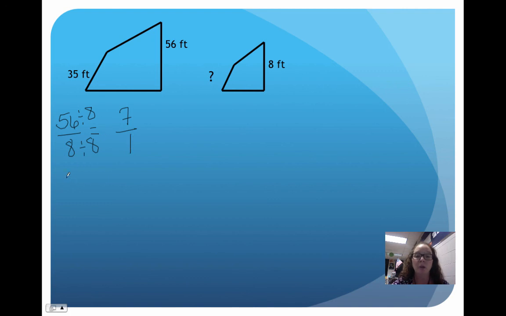So we know our ratio is 7 to 1, and we know that 35 goes here, and then that'll help us figure out what our missing side is. So 7 times what gave us 35? 7 times 5. So down here, 1 times 5, and again, our value for x, our missing side, is 5. But this one's 5 feet. The other one was 5 miles.